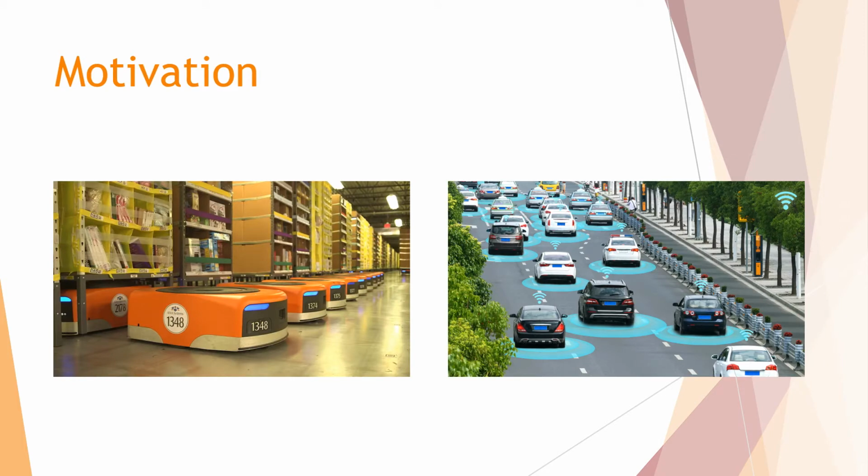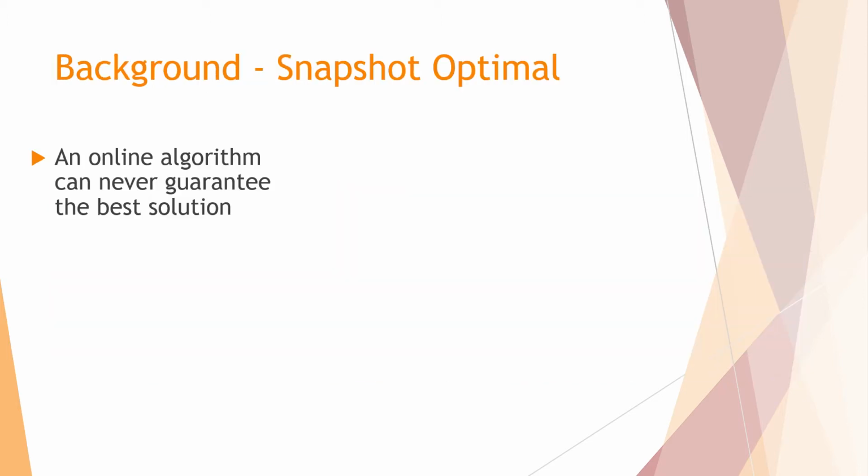Online MAPF is relevant for real-world applications. One problem that already exists is robotic warehouses. Another problem that may soon become reality is the centralized routing of autonomous vehicles through intersections or even entire city centers where all vehicles are autonomous.